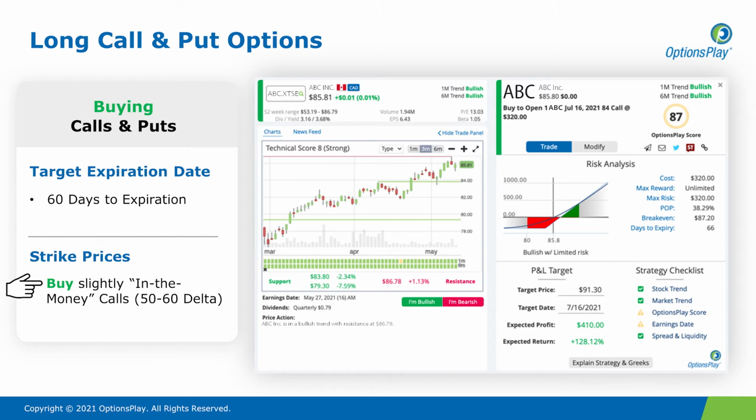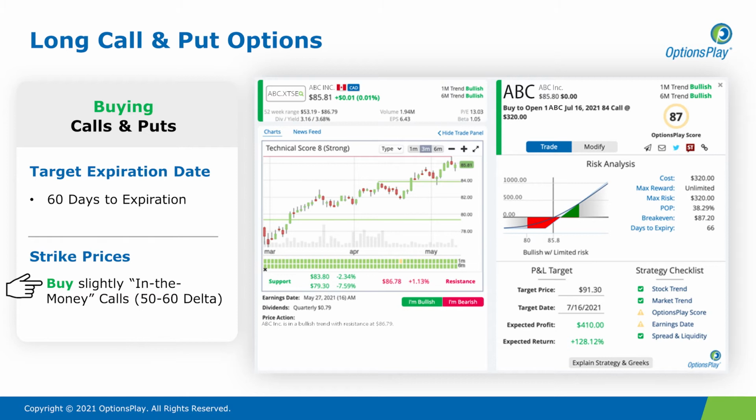A 50 to 60 delta means that that call option has about a 50 to 60% chance of being in the money at expiration. And make sure that we don't confuse in the money versus profitability. In the money just simply means that for a call option the stock will be above the strike price, or for a put option the stock will be below the strike price at expiration.